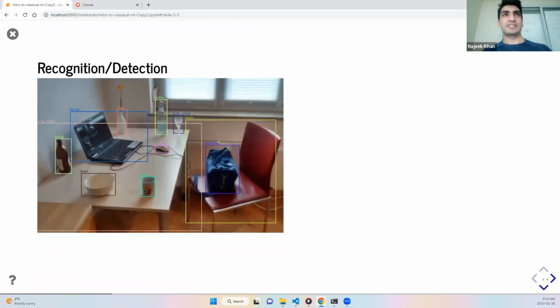Recognition or detection is another problem, which is a more compound problem where you combine regression and classification. Here is an object detection example. You see that the laptop has a bounding box, and it has the label laptop. So that's a classification. And then the positions of the bounding box, like the start and the width and the height, or the anchor and the width and the height, are regression targets.